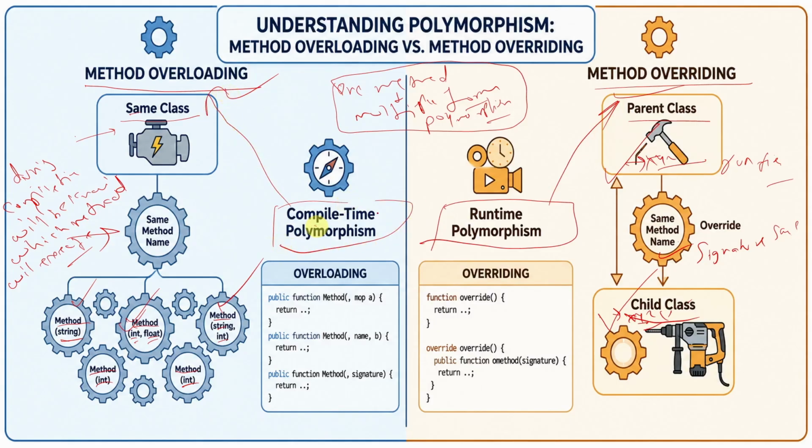So how is compile time polymorphism achieved? Using method overloading. How is runtime polymorphism achieved? Using method overriding. Okay, here are the examples. See, method name same, method name same, signatures are different. Okay, here 2 parameters, here 3 parameters, here 2 parameters. Okay, and here we are overriding in the child class.